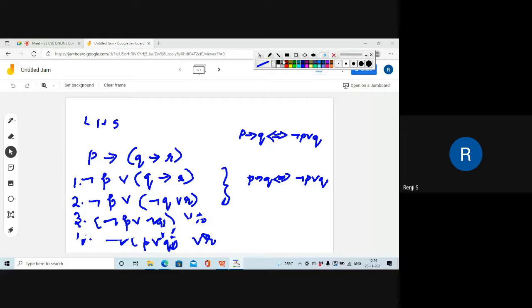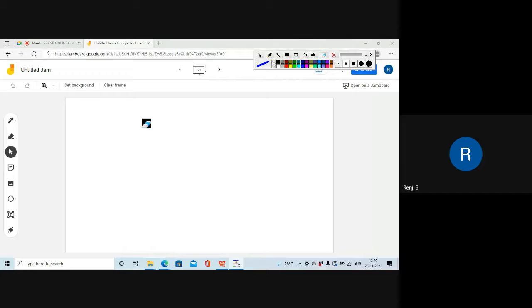Okay, so I had written 4 steps. Is it clear to you? So the fourth step was not P or not Q, I've combined, I've changed the bracket, or R.